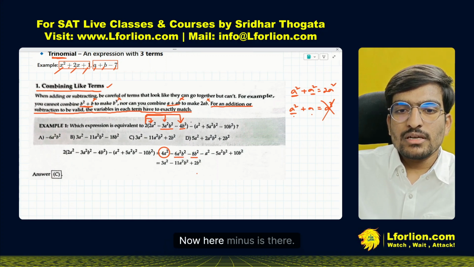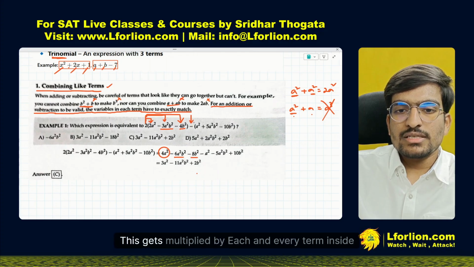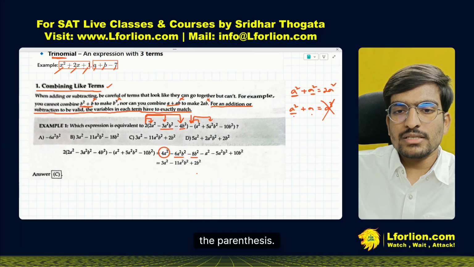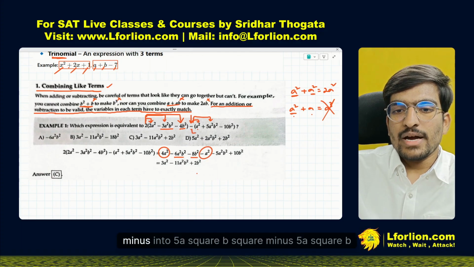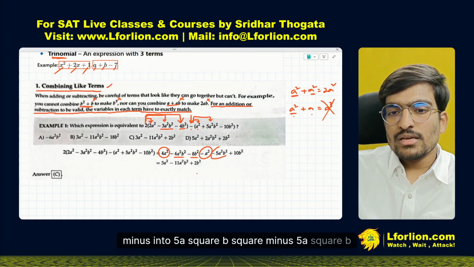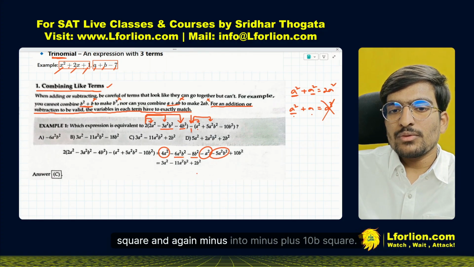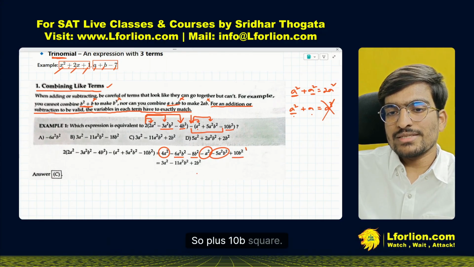Now here a minus is there, this gets multiplied by each and every term inside the parenthesis. So minus into a square, minus a square, minus into 5 a square b square, minus 5a square b square, and again minus into minus 10b square, so plus 10b square. So that's how we got this.